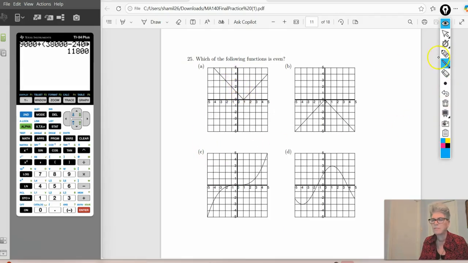This is not, that's not even. Because if I start on this side, what would its reflection look like? It would look something like that, which is not what you get. Okay, same thing, the reflection here would look like that. That's not what you get. And the reflection on this side would look like that. So the only one that is symmetric with respect to the y-axis, where the y-axis acts like a mirror, is B.